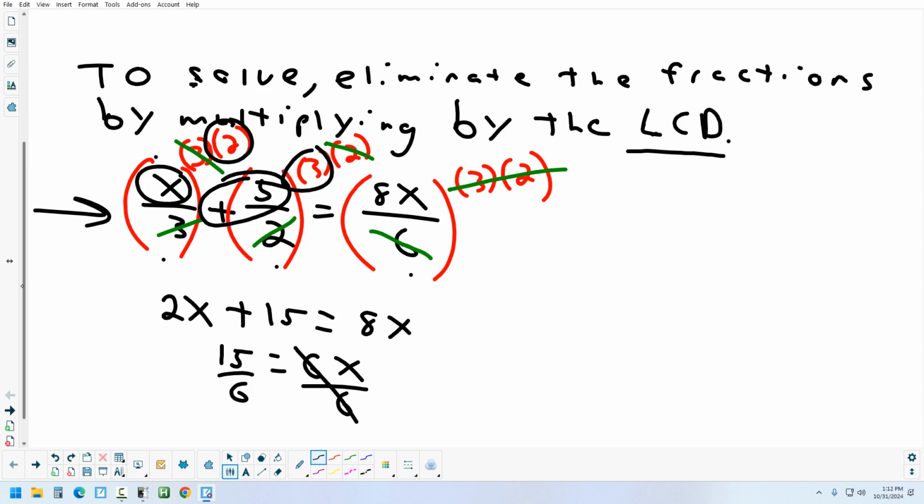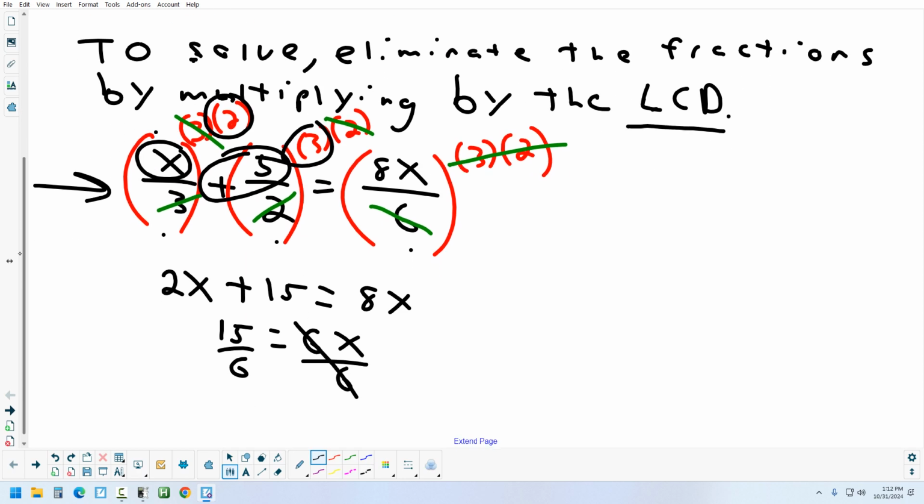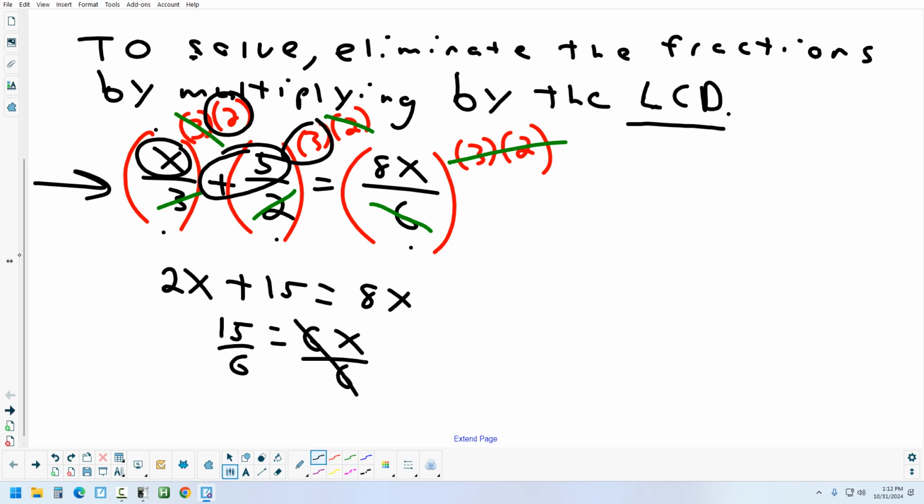How did you get 15 over 6? I just divided each side by the number in front of the x. Because you'd subtract 2x to the other side, so you get 6x. And then you divide by 6. Okay.